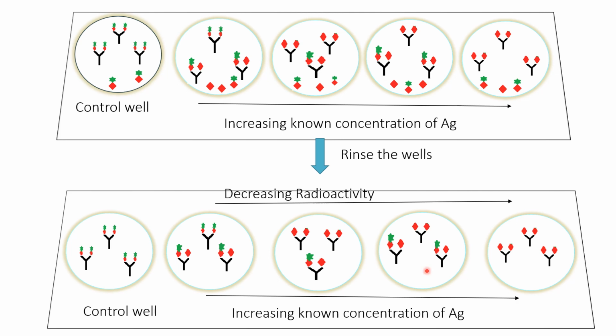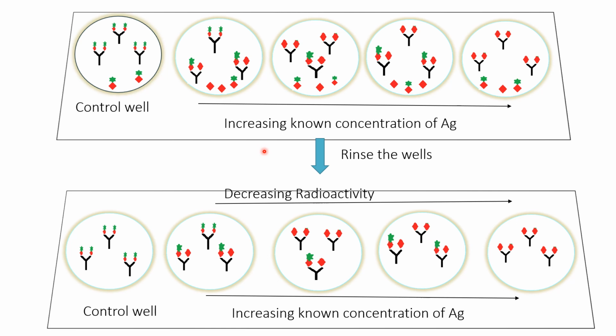First, we take a microtiter plate. This is the microtiter plate. To keep this illustration simple, we are using only 5 microtiter wells. In each well, we immobilize a fixed amount of antibody specific to the antigen. Let us say 3 antibodies are fixed in each well. Thus, the concentration of antibodies is the same in all these wells. Now, we add a fixed amount of radio-labeled antigen in the first well. This amount of radio-labeled antigen is enough to saturate all the antigen binding sites in the microtiter well.